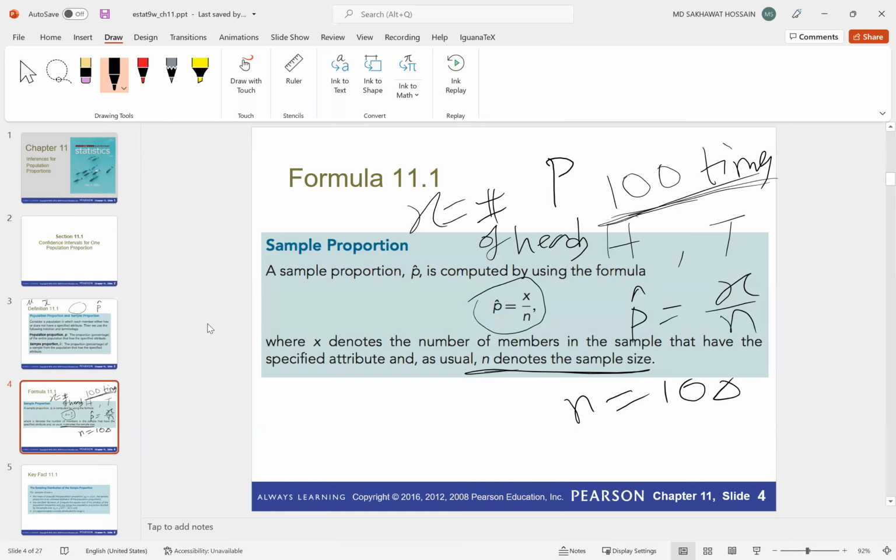So for example, out of 100 tosses, if we get 60 heads, then the sample proportion P hat will be 60 over 100. That means it will be 0.6.